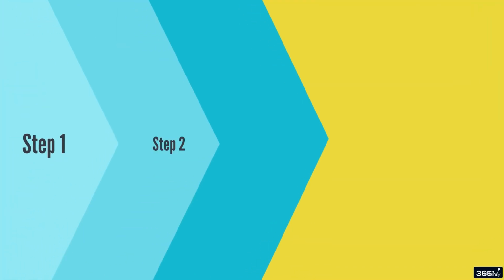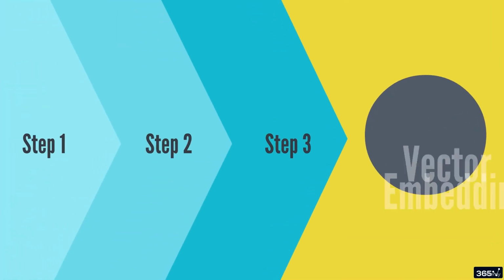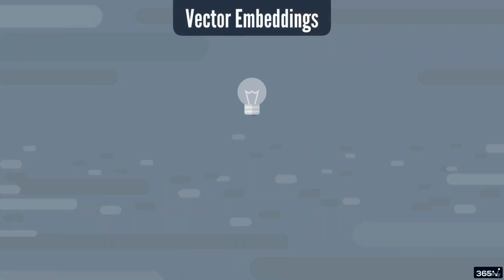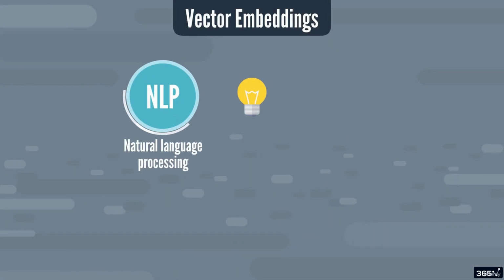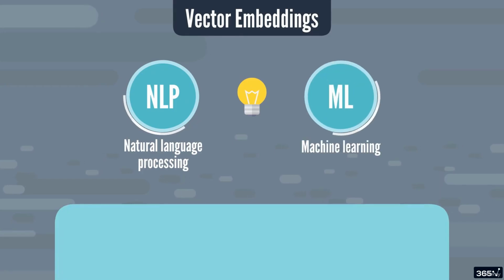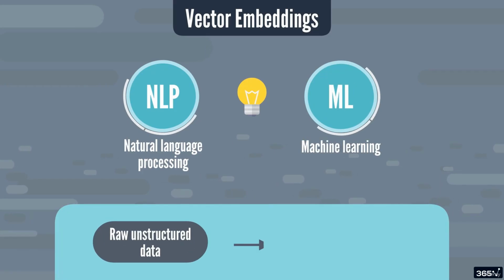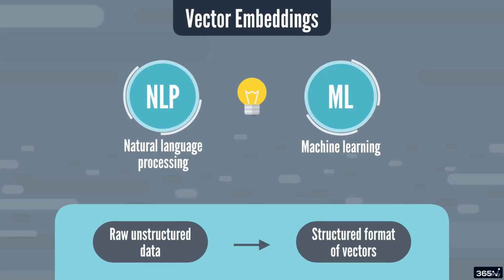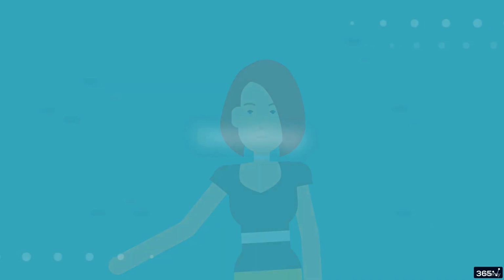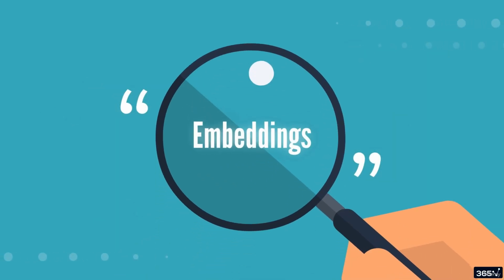Hi again. Today we'll unpack the embedding process step by step. This is a pivotal concept in modern natural language processing, NLP, and machine learning, ML, because it allows us to transform raw data into the structured, machine-understandable format of vectors. Ready? Let's dive in. First, let's define what we mean by embeddings.